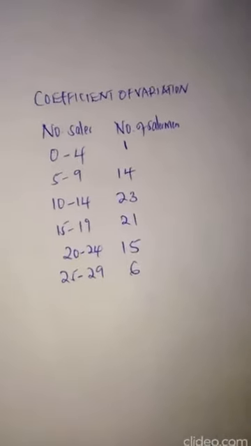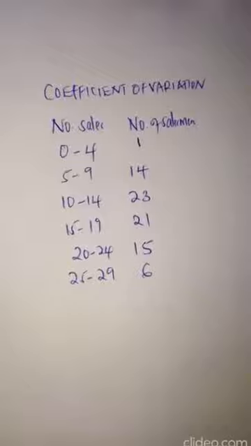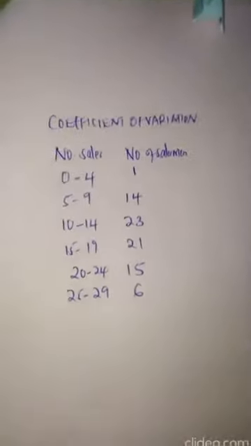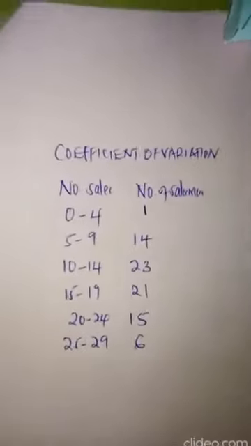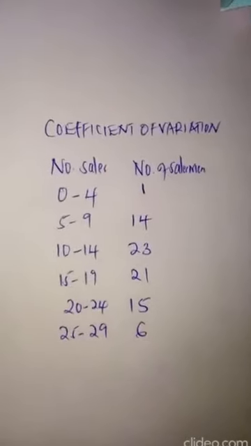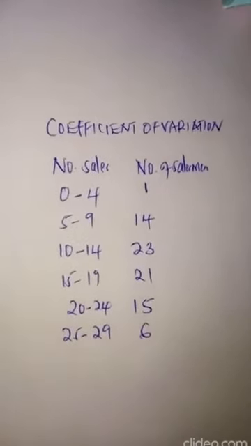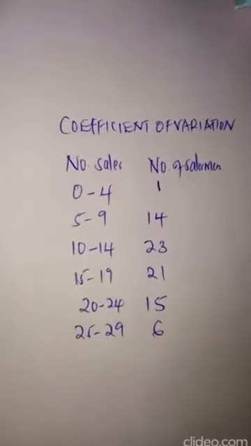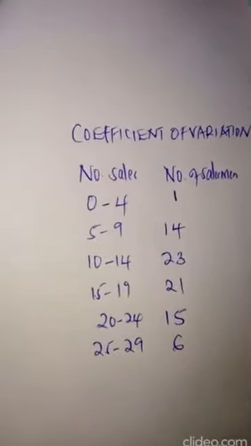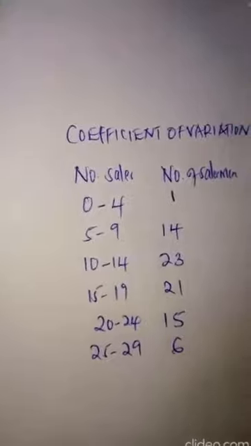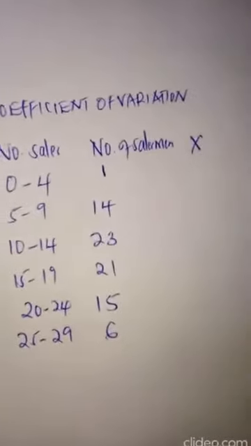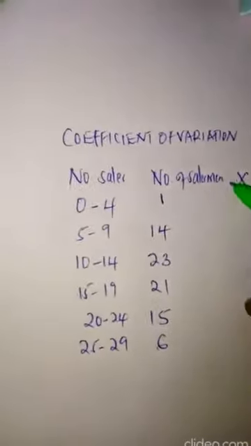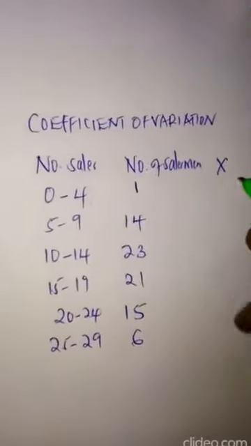In today's discussion, I want to discuss how to calculate the coefficient of variation, and we have some data that you've been provided with. This is group data. So how do you compute the coefficient of variation? You introduce columns whereby you are expecting to get the value of x, so you introduce a column x there. For this class, the midpoint of 0 to 4 will be 2.